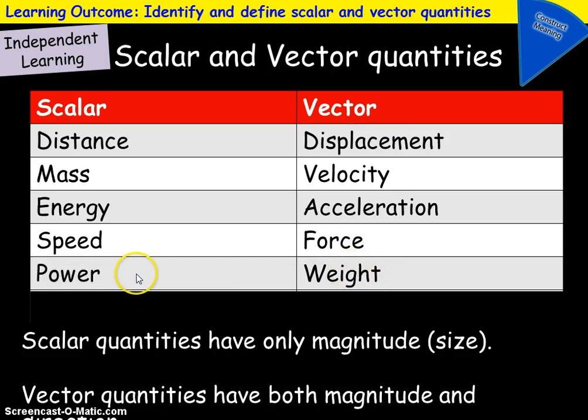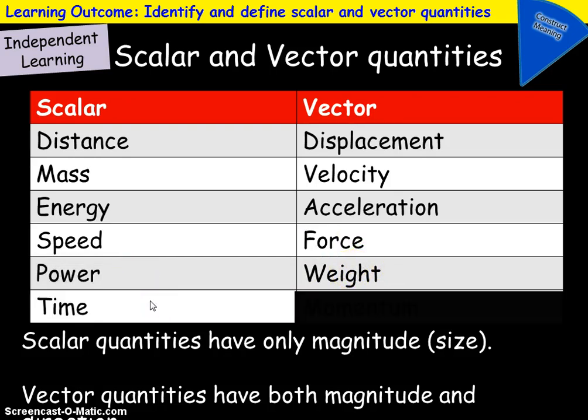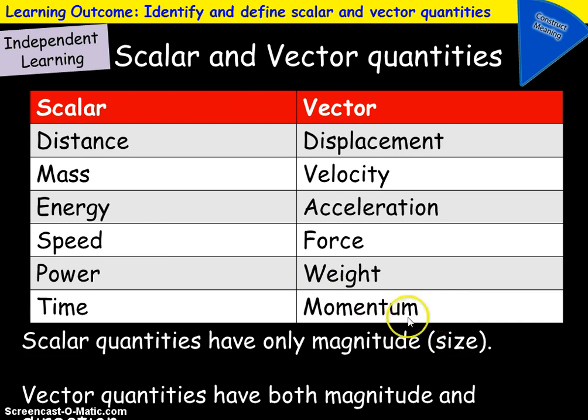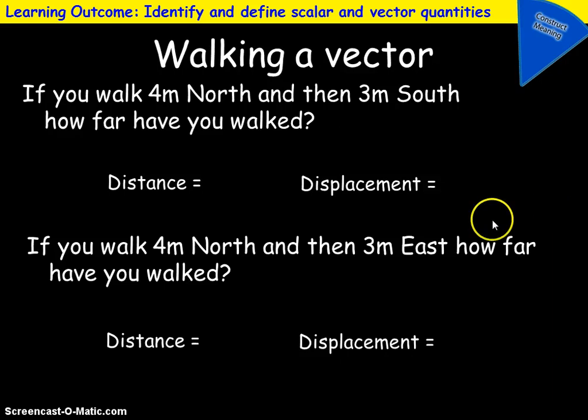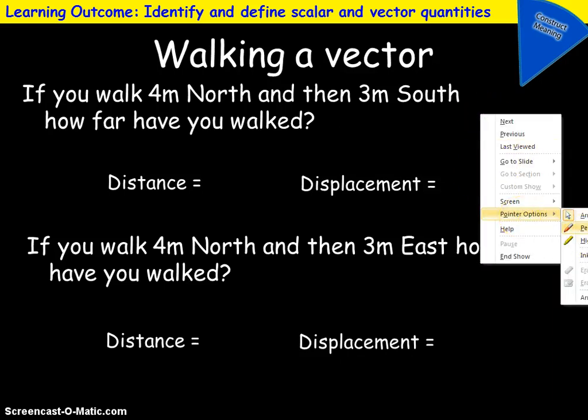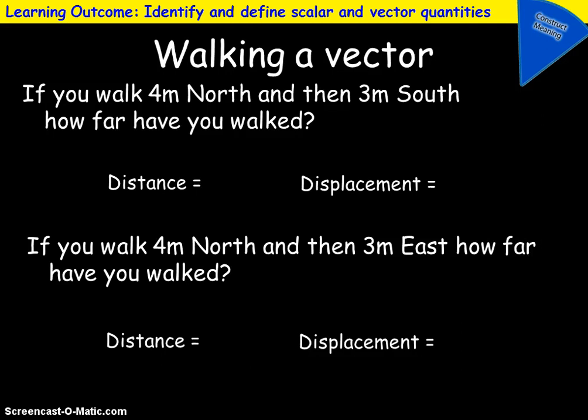Power is a scalar. Time is a scalar. Time doesn't have a direction. And momentum is a vector. So you've got a whole range of examples of scalar and vector quantities there that you should know. If we think about adding vectors together, then I'm adding two parallel vectors.